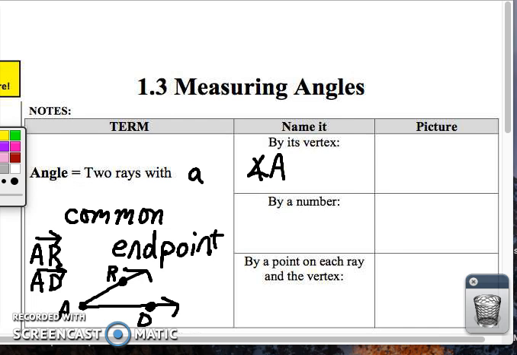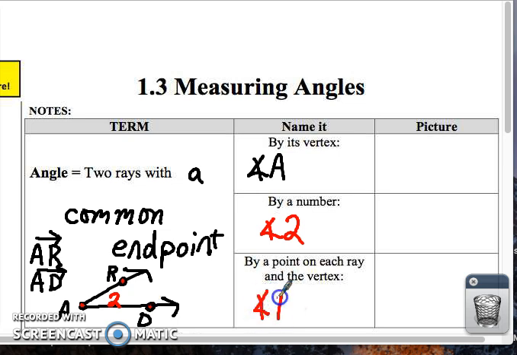Now, another way we can name it is by a number. Let's just put a number in here. We'll call this 2, I think is what we did on the other page. So we might call this angle 2. Notice we've got the angle symbol in between the 2 rays. That's how we know we're talking about the name of this angle. Or the last thing is by a point on each ray and the vertex. Just like we talked about before, the vertex has to be in the middle. So we could also call this angle RAD. This is an awesome angle right here.